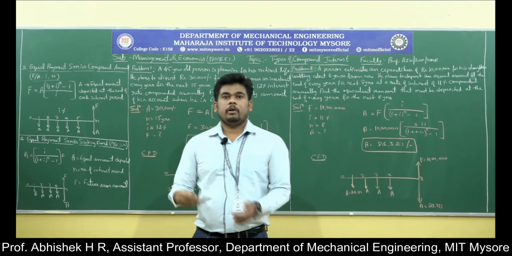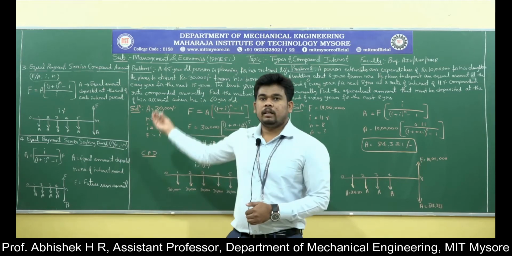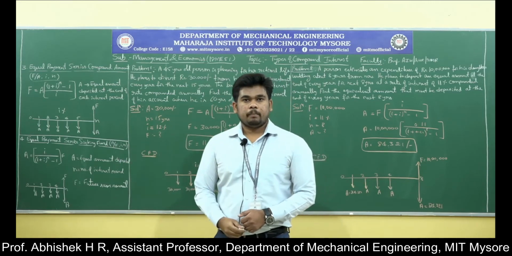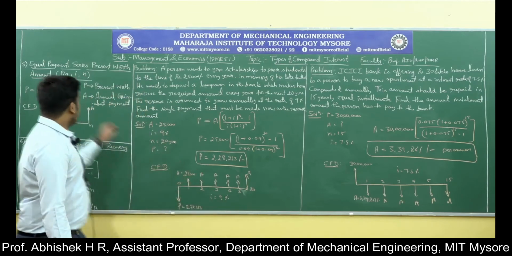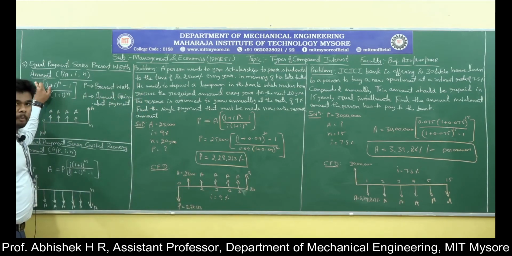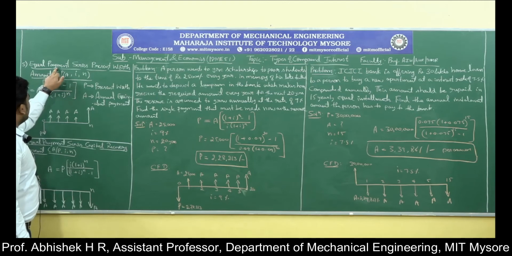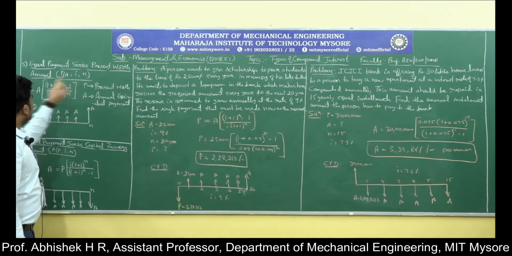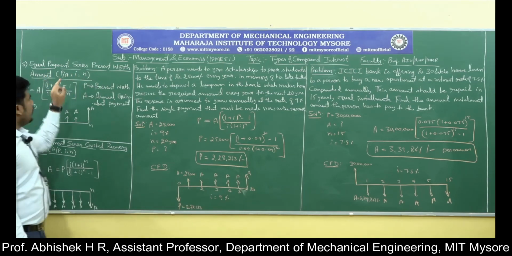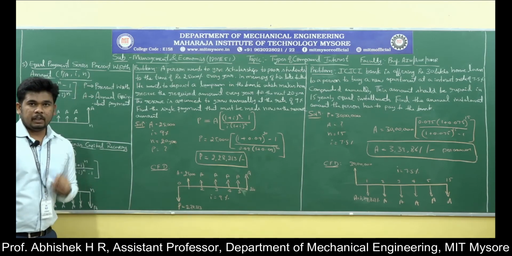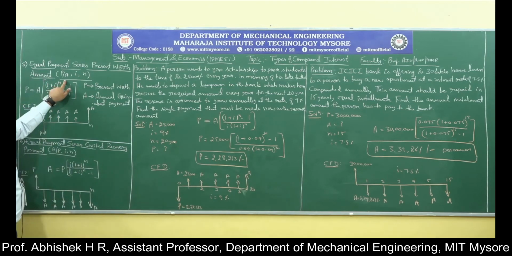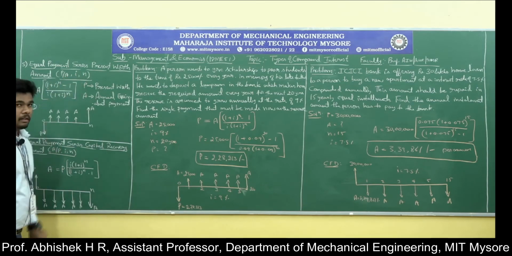So this is how we are going to solve the problem based on the third type and fourth type. Now we will see the fifth type in compound interest, that is equal payment series present worth amount, and the condition for this is P by A, I, N.